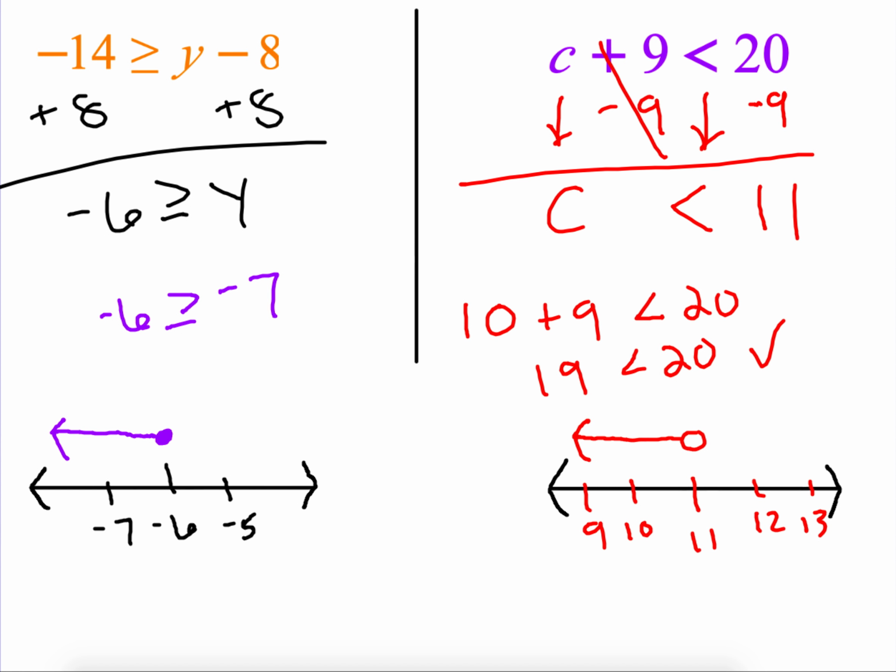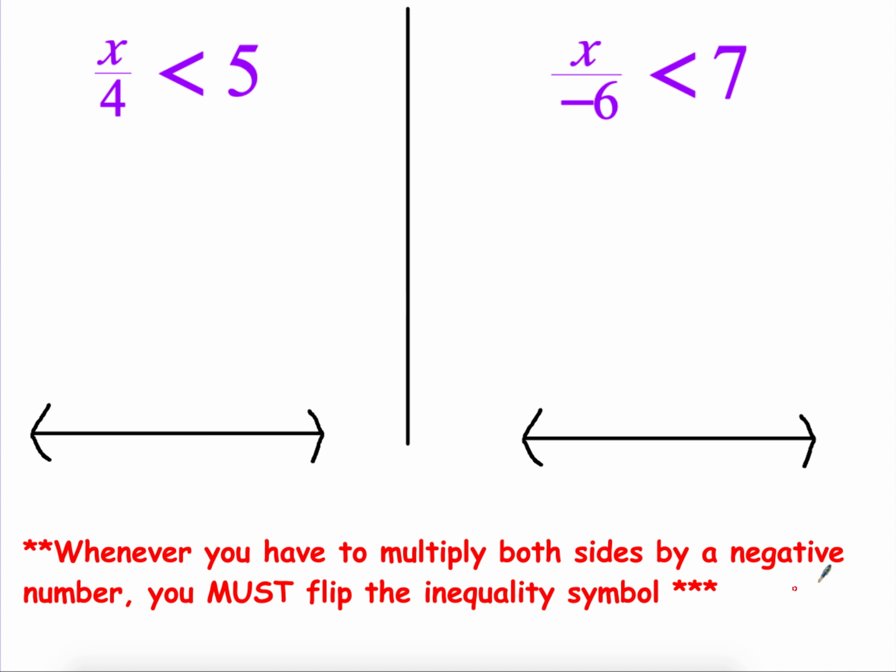Okay, now, there's one exception to the rule. I would make sure we copy this down, put big stars next to it, because this is the only thing that's different. Whenever you have to multiply both sides by a negative number, you must flip the inequality symbol. That would be this one over here, and we'll get to that example right away.